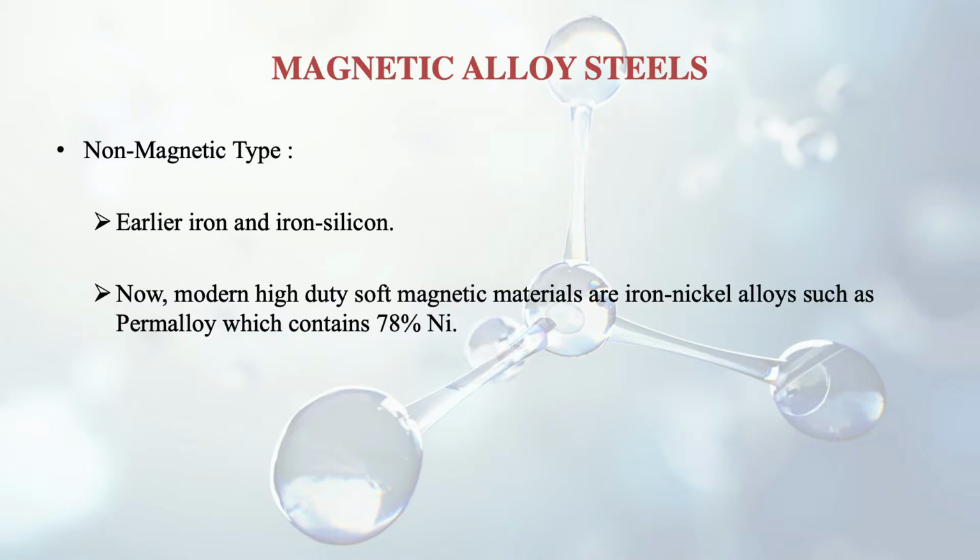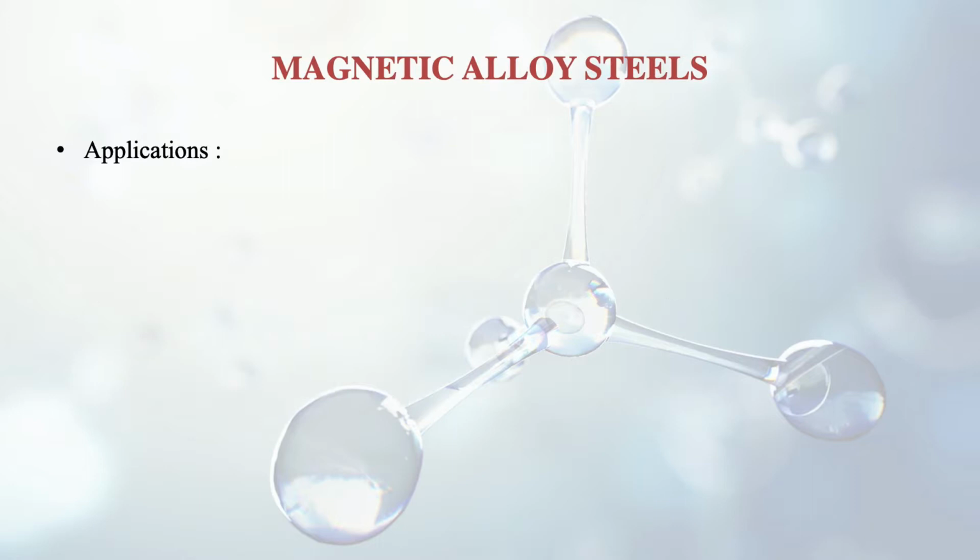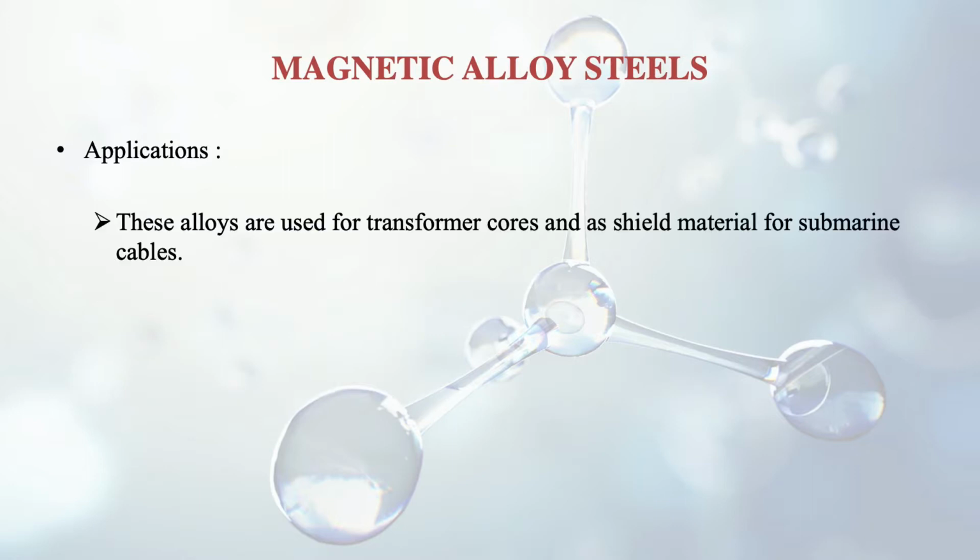Now modern high duty soft magnetic materials are the iron nickel alloys such as the permalloy, which contains 78% of nickel. Another soft magnetic material is mu metal, which contains around 75% of nickel, and the applications are that they are used for transformer cores as well as the shield material for submarine cables.